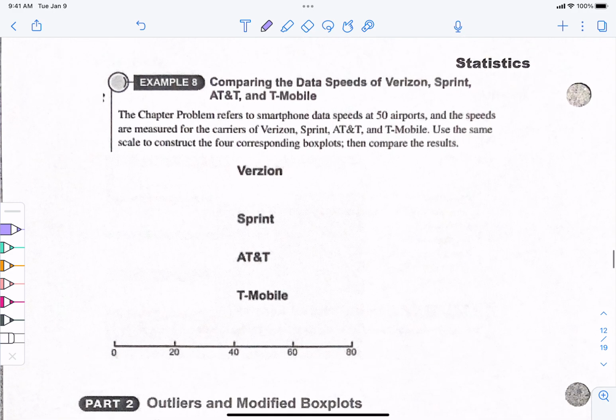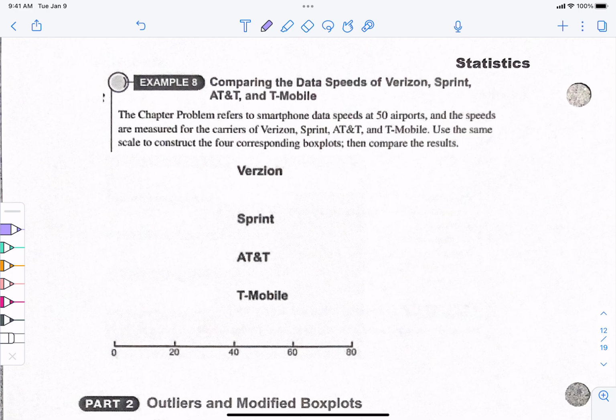Here, on example 8, which is the back page, they are asking us to look at, I'm going to give you the box and whisker plots-ish, of these 4 so that we can compare them. That's one of the reasons why we do box and whisker plots, is so that we can make comparisons and talk about skewness and stuff.